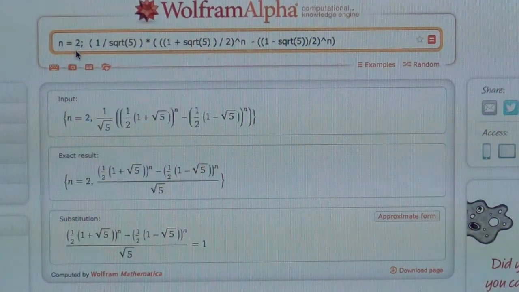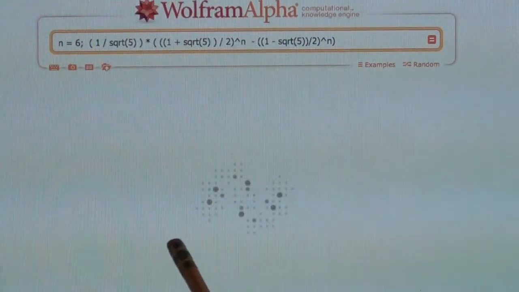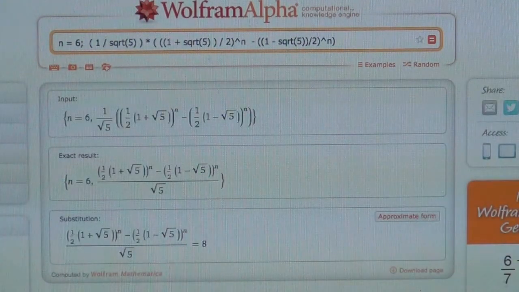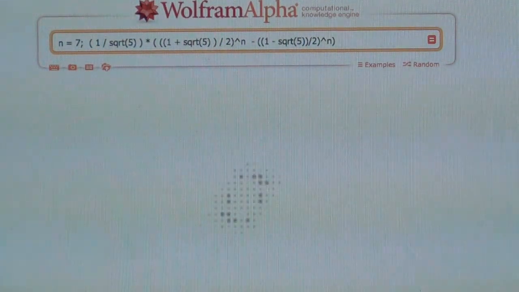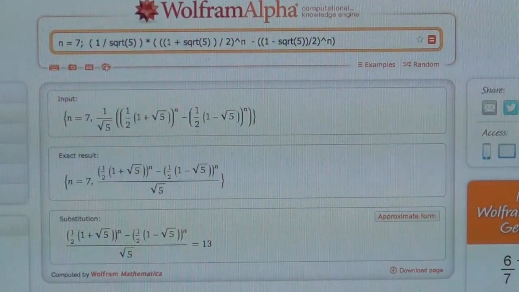And I can go to higher terms. Like the sixth term, for example, was 8, so hopefully this is going to be 8. There it is. What came after 8? It was 13, so let's just try it to the 7th power. 13. It's pretty incredible, right? So there we go, and then I think we said about the 50th power.